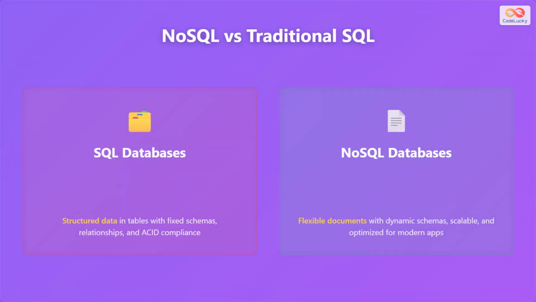Let's compare NoSQL databases like MongoDB with traditional SQL databases. SQL databases use structured data in tables with fixed schemas, relationships, and ACID compliance. On the other hand, NoSQL databases use flexible documents with dynamic schemas. They are scalable and optimized for modern applications.